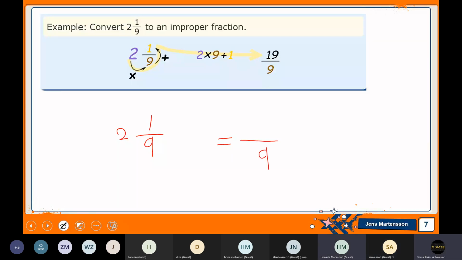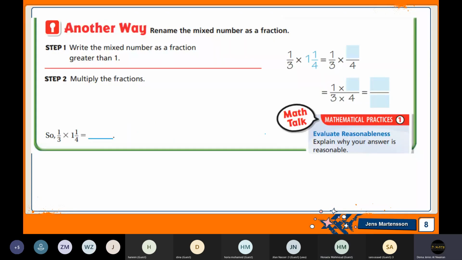Then you will multiply 2 times 9 equals 18, plus 1 equals 19. So it will be 19 over 9. Now, did you all understand how I can write the mixed number as an improper fraction? It's easy. Does anyone have any problem? No. Let's now go back to our lesson.